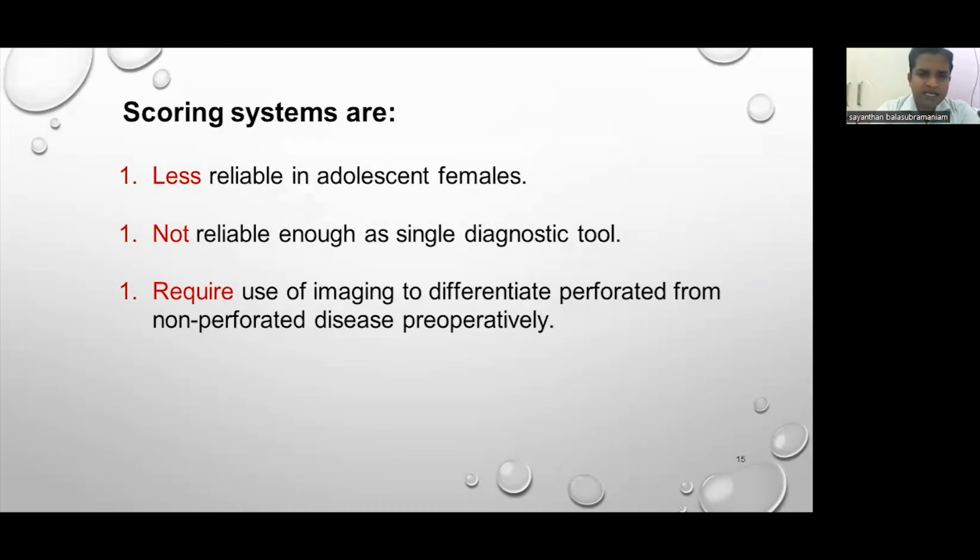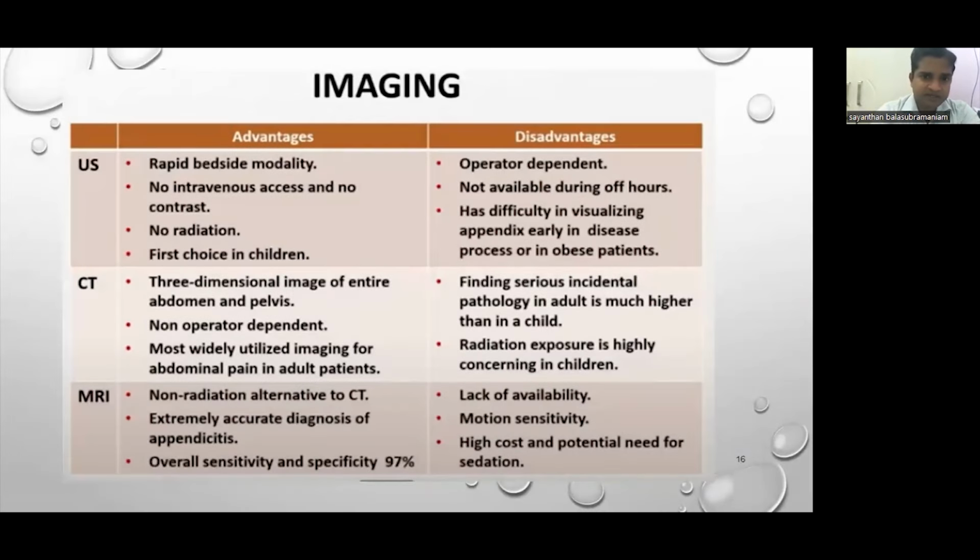Another issue with the scoring system is that it is less reliable in adolescent females, because female patients may have other pathologies, like ovarian pathologies that can mimic this sort of pain, and sometimes pelvic inflammation or other gynaecological conditions. So the scoring system itself is not enough as a diagnostic tool, and we need some other modalities of supporting evidence, especially imaging studies.